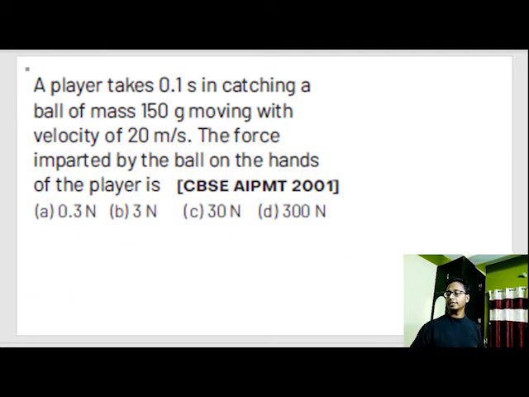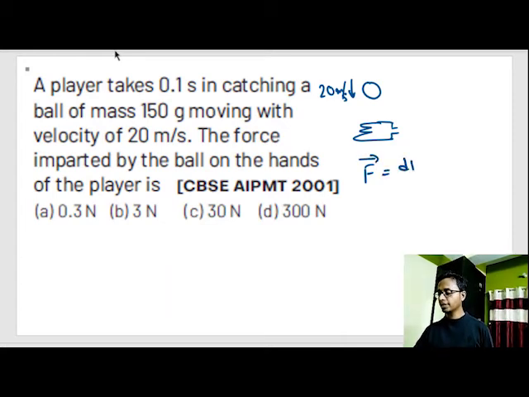A player takes 0.1 second in catching a ball of mass 150 gram moving with a velocity of 20 meters per second. The force imparted by the ball on the hands of the player is? So this question is saying that a ball is coming with 20 meters per second and a player, this is the hand of the player, catches it in 0.1 second. What is the force imparted by the ball on the hands of the player? We know that from Newton's second law, force is nothing but dp by dt.